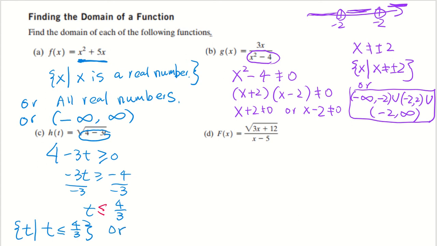If you want to write it in interval notation, let me draw a little graph here. Say this is 4 over 3, and since we have the equal sign there, 4 over 3 is included, and t is less than or equal to 4 over 3, so this way. So it will be from negative infinity to 4 over 3, where 4 over 3 is included. We use a bracket instead of parentheses. So here's the solution.